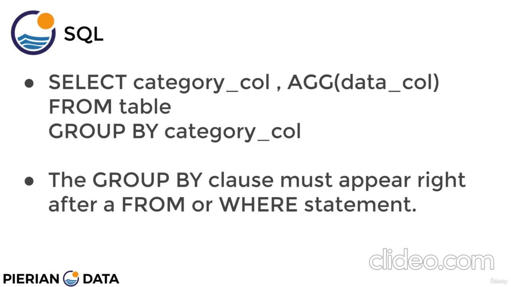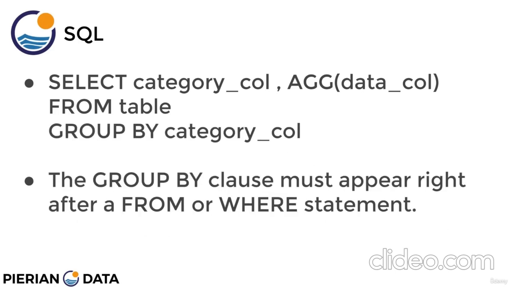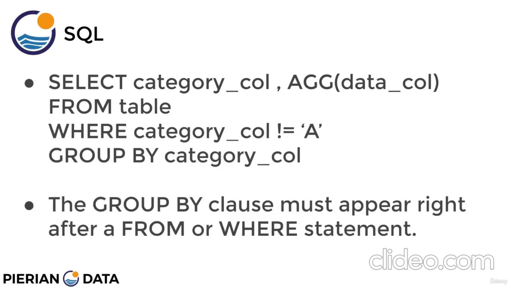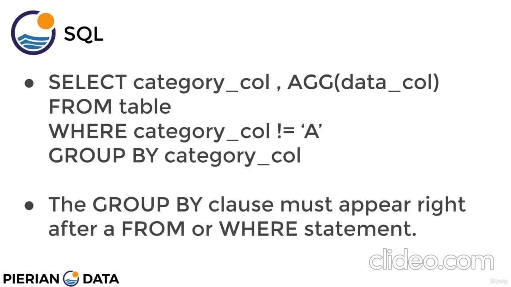The group by clause must appear right after a from statement or right after a where statement. So if you want, before you do the group by, you can filter things out using a where statement. Here we see just grouping everything together by the category. But if we wanted to, before we actually execute that group by, we could have done a where statement, essentially saying something like where category column is not equal to A, essentially ignoring all the A categories before we went ahead and did the group by. So the thing to keep in mind is the group by either has to come directly after a from statement or directly after a where statement.